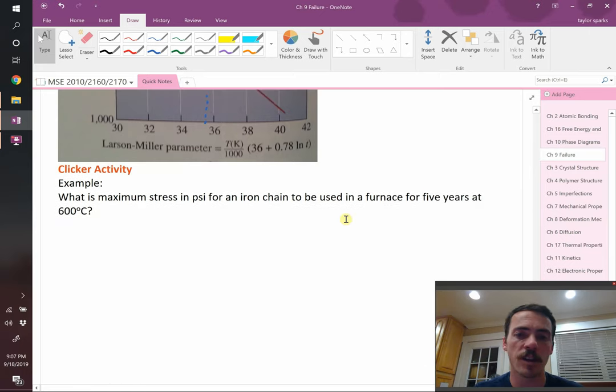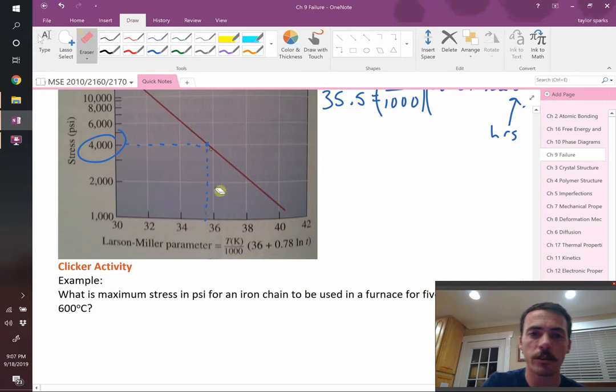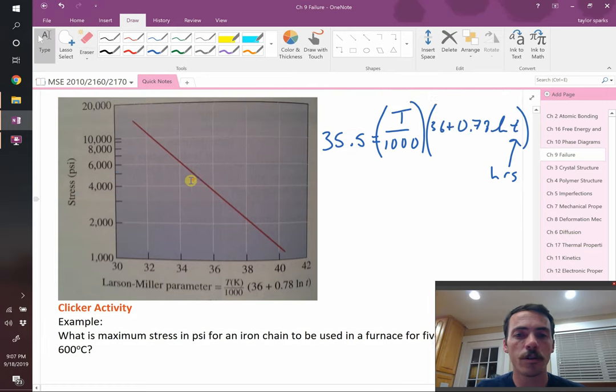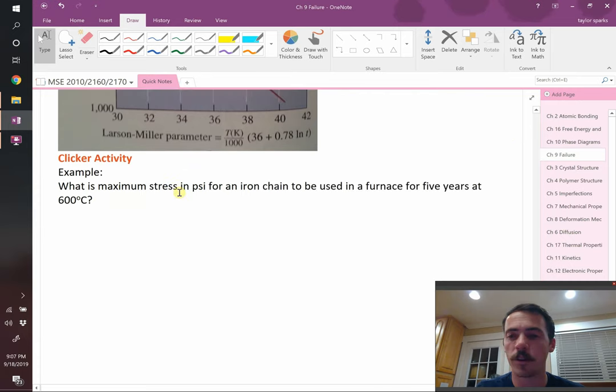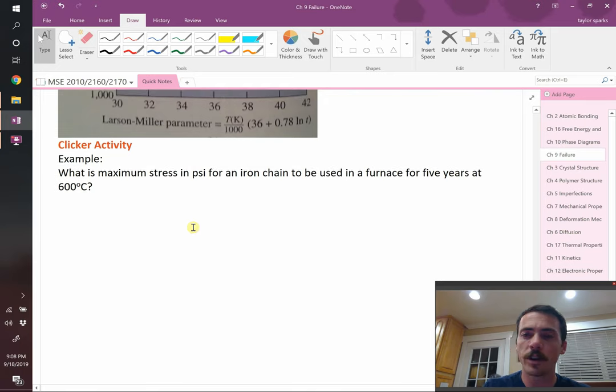Let's do an example. For this example, we're going to say, what is the maximum stress in PSI for an iron chain to be used in a furnace for 5 years at 600 degrees Celsius? So we'll assume that this plot works for iron, okay? I'm going to get rid of these. So if this plot is for iron, then we can go ahead and use it. The first thing we need to do is solve for stress. So we're going to need to get a Larson Miller parameter.